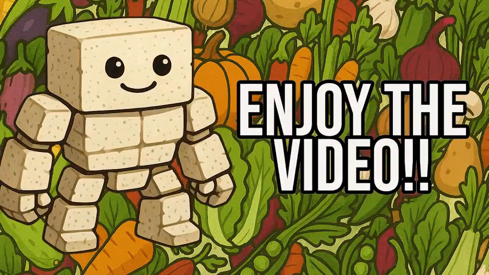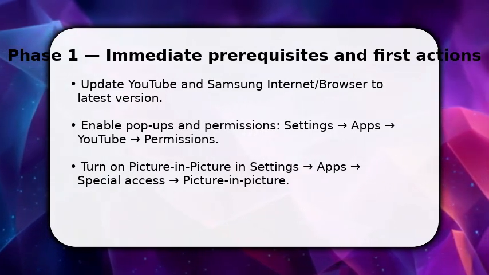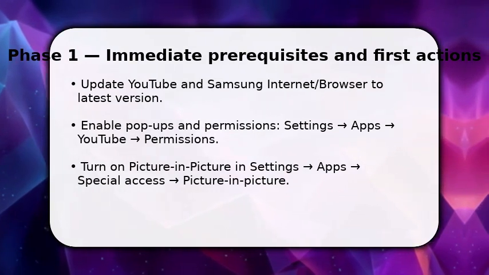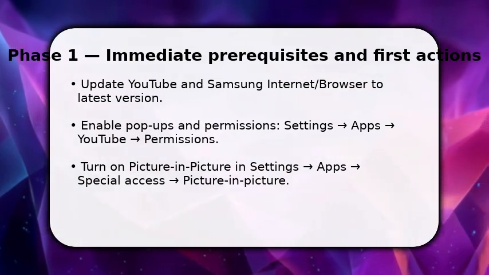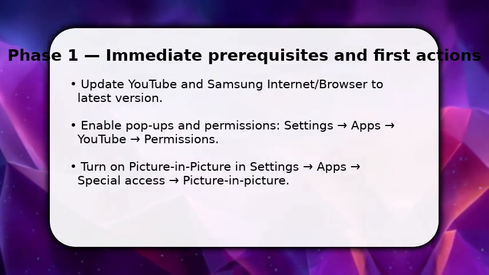Please enjoy the video. You start by preparing your Samsung phone and app so the pop-up works. Update YouTube and your browser first. Next, open Settings and grant YouTube necessary permissions, including storage and overlays. This lets the app show windows above others.